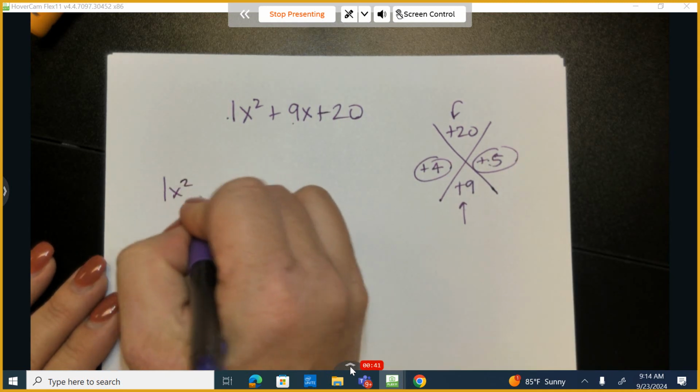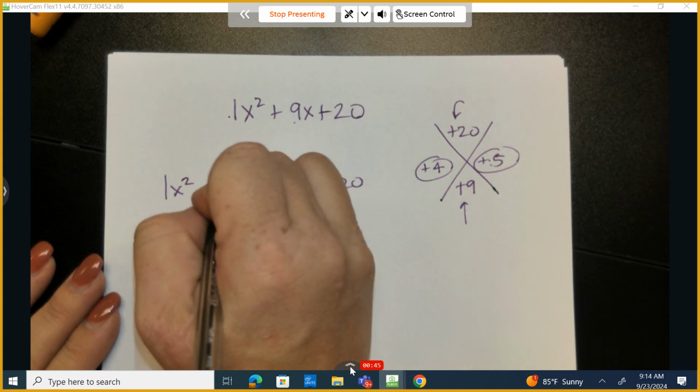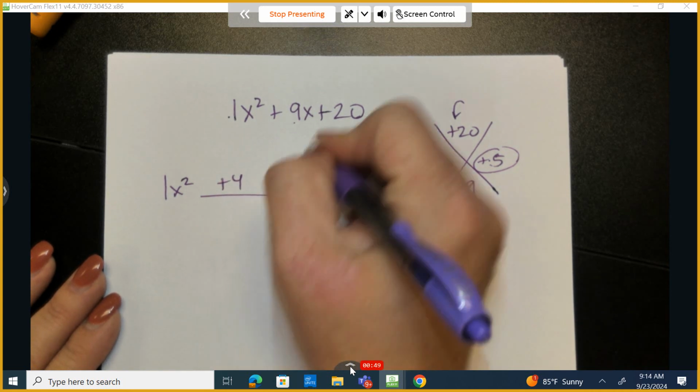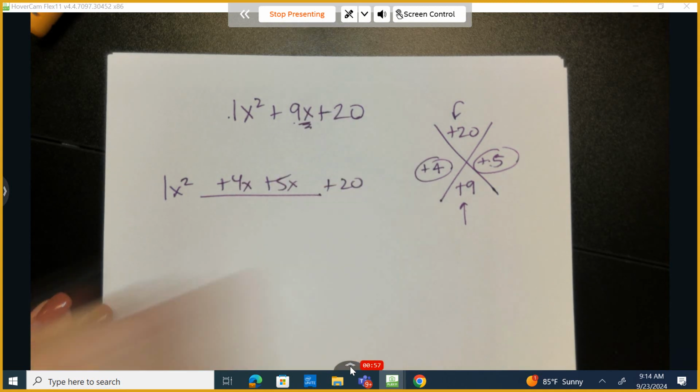I write down my a. I write down my c. Now in the middle, I'm going to write down the 2 values that I came up with, which was positive 4 and positive 5. Whatever variable is behind the b, sometimes it's an x, sometimes it's an x squared, whatever variable is behind the b is going to be attached behind each one of these.